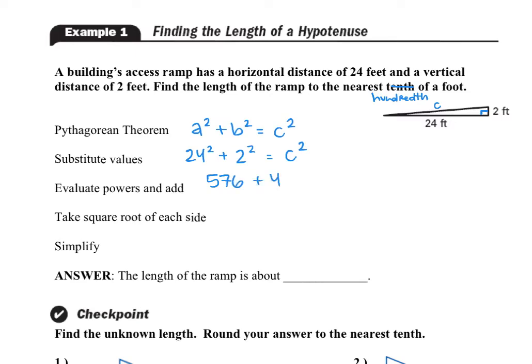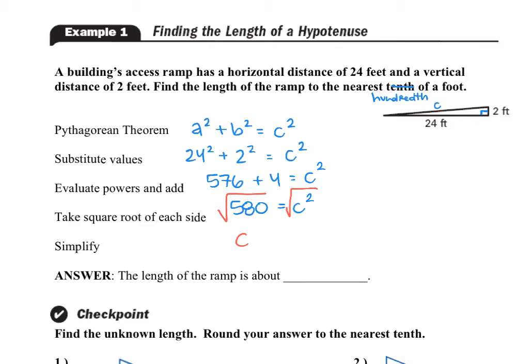2 squared I know is 4, so that gives me c squared. I'm going to add those two, and I get 580 equals c squared. Now, I don't want c squared, I just want c, so here comes into play what we talked about a couple lessons ago, where in order to undo the squared, we have to take the square root, and whatever we do to one side, we do to the other side.